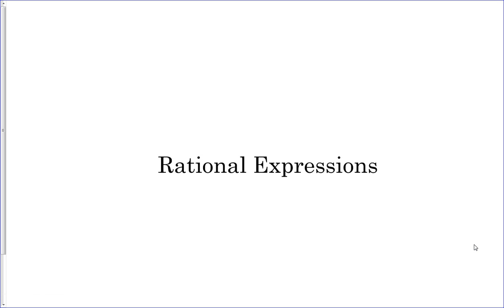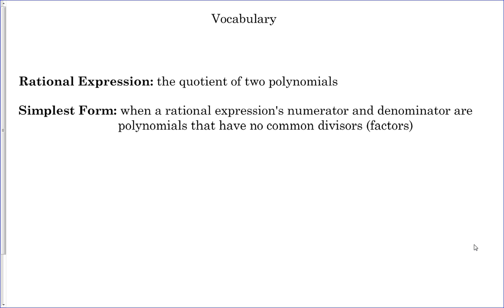All right, in this video, we're going over rational expressions. All right, here's your vocab to start with. A rational expression is simply the quotient of two polynomials. So it's one polynomial divided by another. And remember, with an expression, there's never an equal sign.